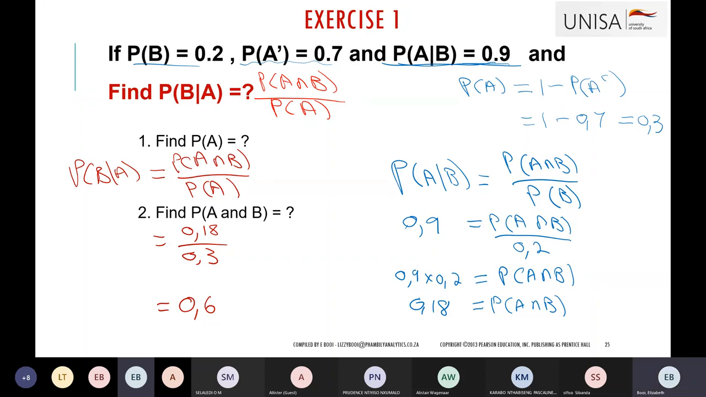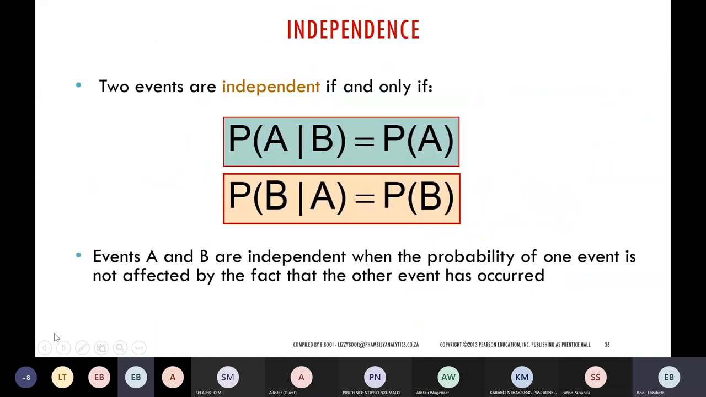And that's how you will answer that question. So remember all these values that you have. Now we'll go to the next section and do independence. Two events are independent if and only if... And when do we use this?